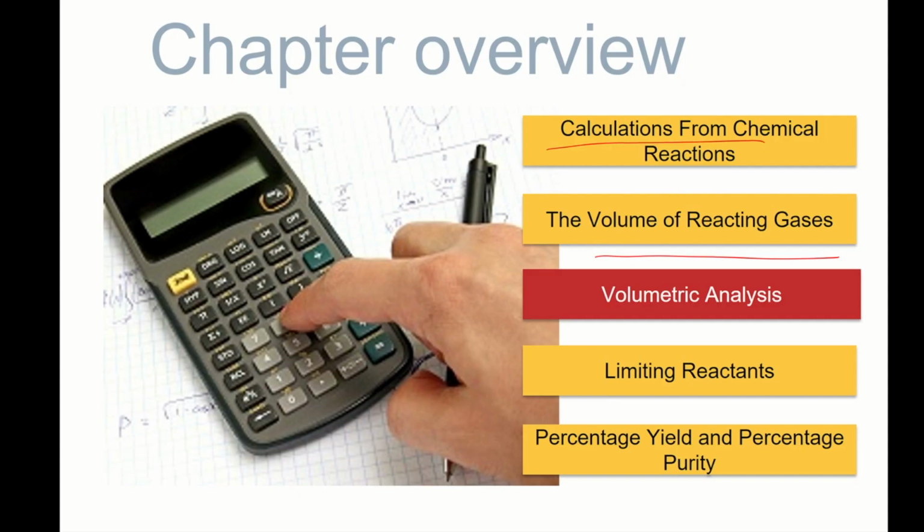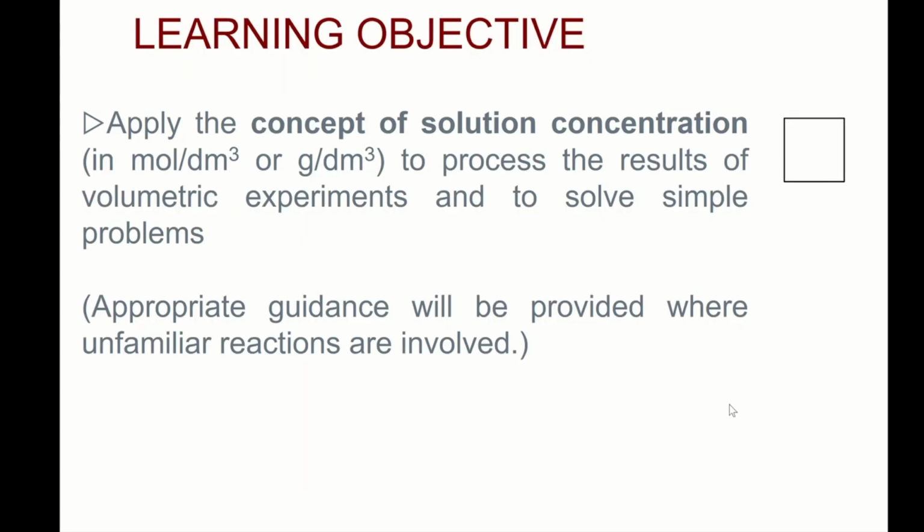So we are done with the volume of gases, and we are done with the calculations for all types of reactions. The next part is volumetric analysis. If you see the name volumetric analysis, it means that we are using volume to analyze. So let's take a look.